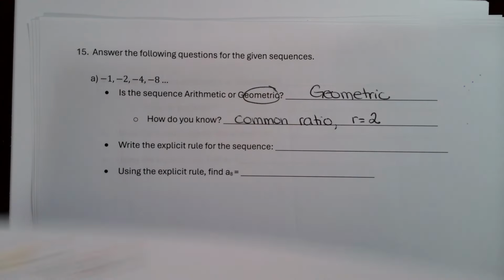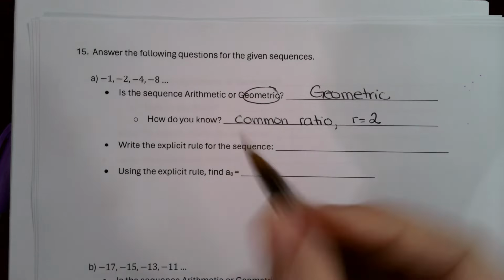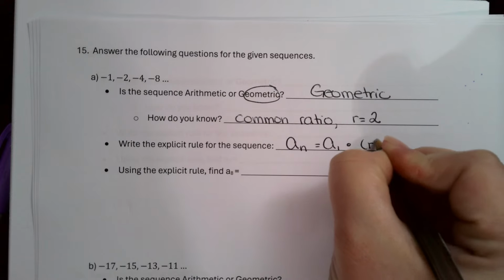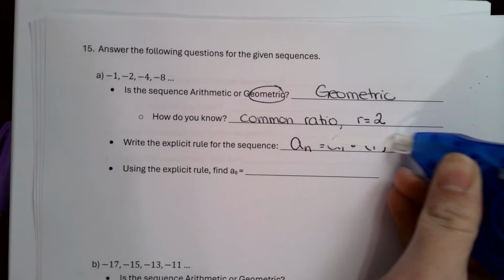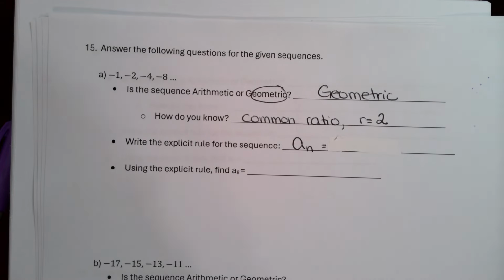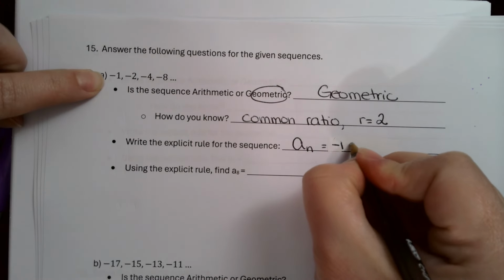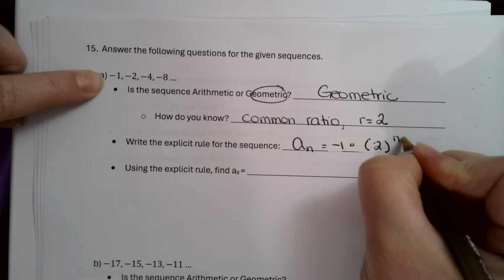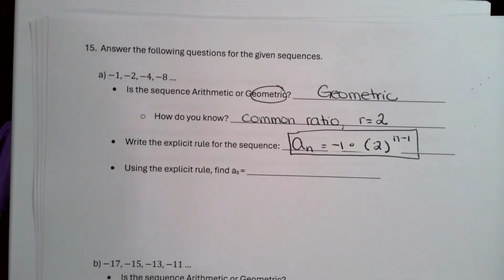So going back to our worksheet, what is the explicit rule for the sequence? We have that as a sub n is equal to a sub 1 times r. Just kidding. We know these values. Let me go ahead and fix that real quick. Because I was writing the formula. We don't want the formula. We actually want the equation. So the term in the first position is -1 times open 2, our common ratio, and then caret n minus 1.